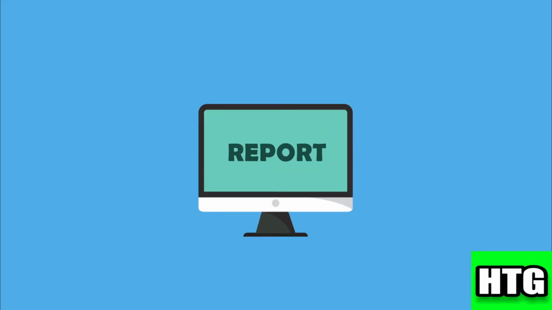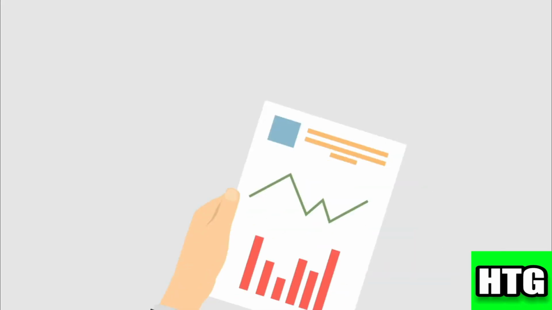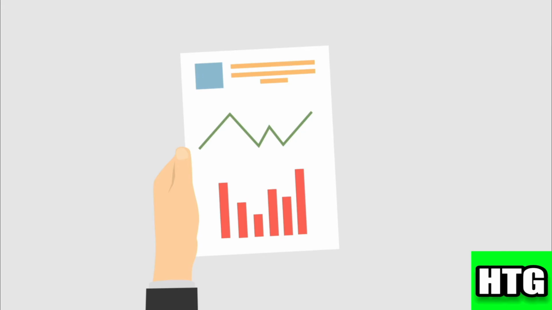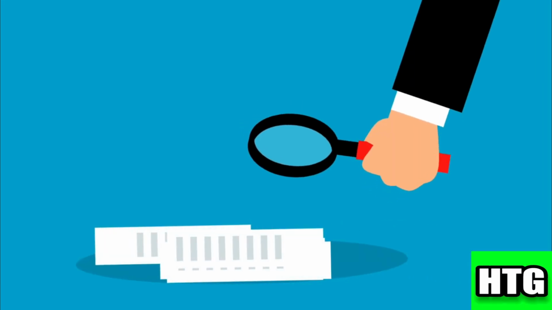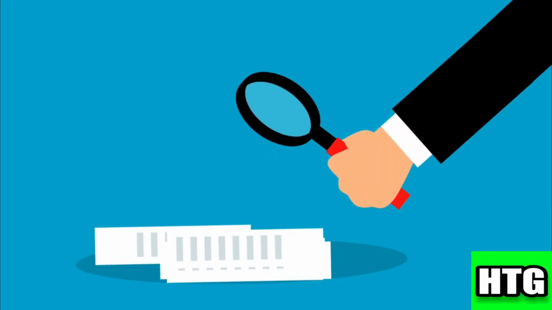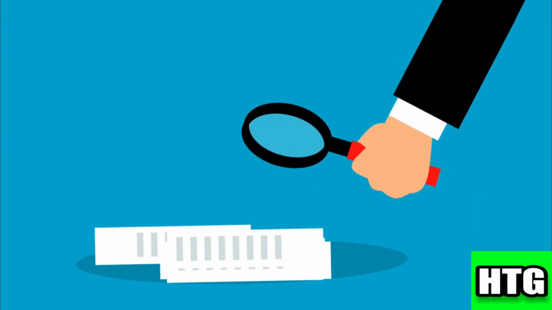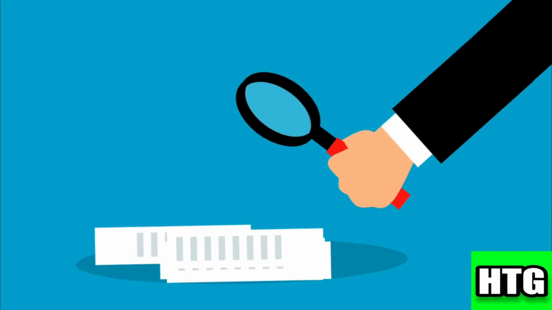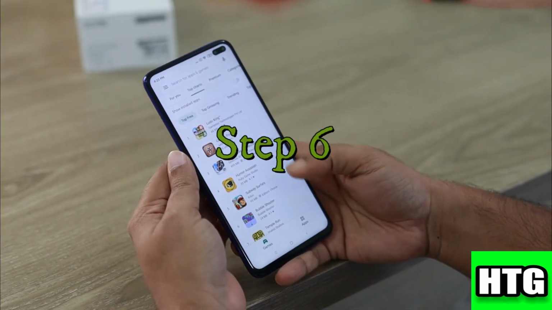Step 5. Reports. QuickBooks Self-Employed offers a variety of reports to help manage your finances, such as seeing how much money you're making and spending, viewing your tax deductible expenses and income, or a breakdown of all your expenses by category. Step 6. Mobile app.